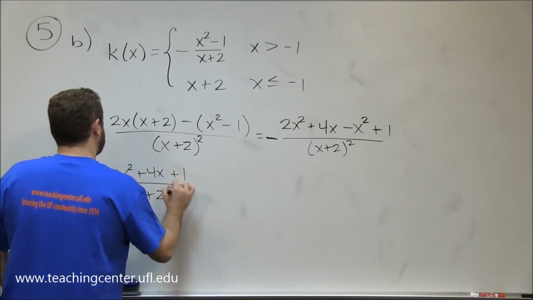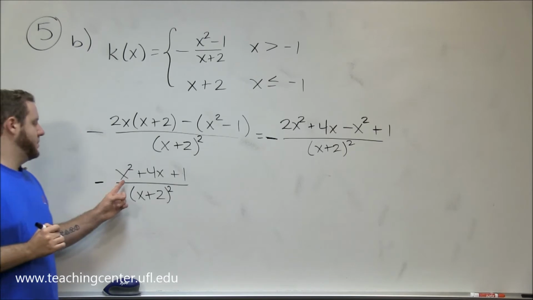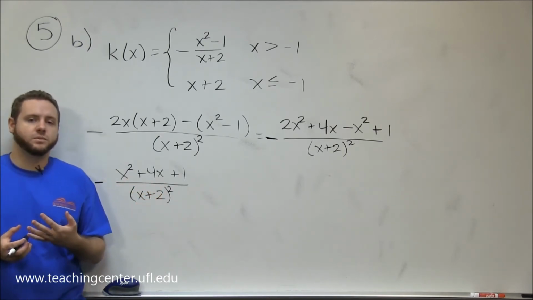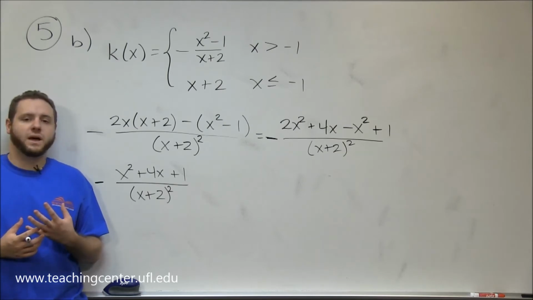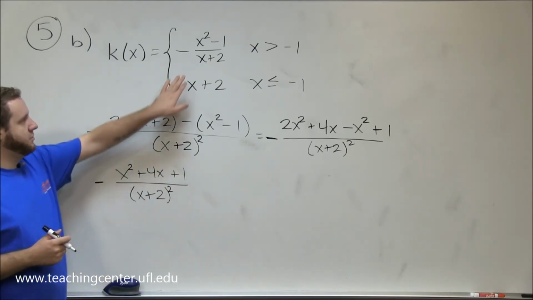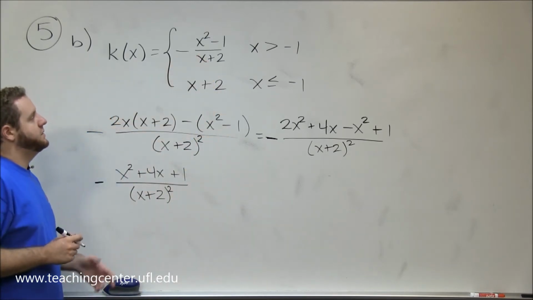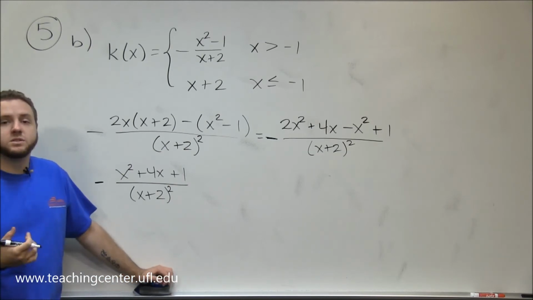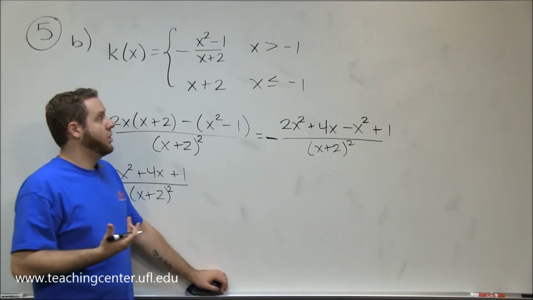We can get 2x squared minus x squared, which will give us x squared plus 4x plus 1 all over x plus 2 squared. This quadratic right here, x squared plus 4x plus 1, is not factorable into whole numbers, so we'll leave it like it is. And this term here will be our derivative for the top part. The derivative for the bottom part is much simpler because our bottom function is just x plus 2, and the derivative of that is just 1.